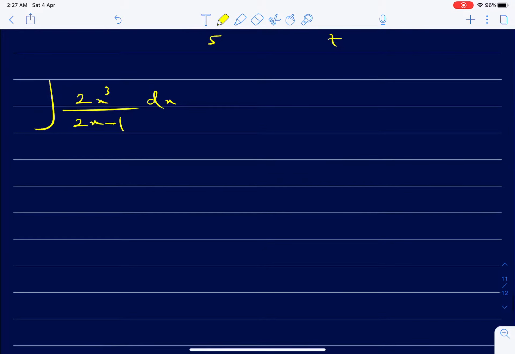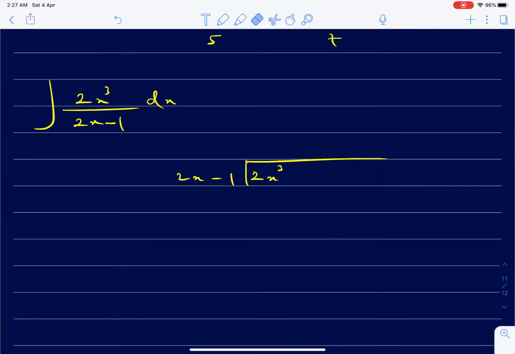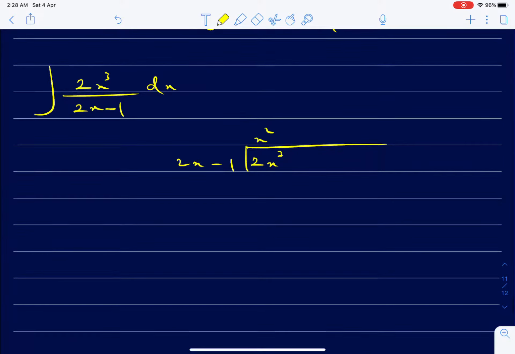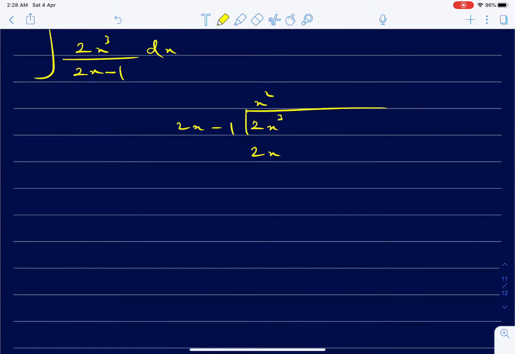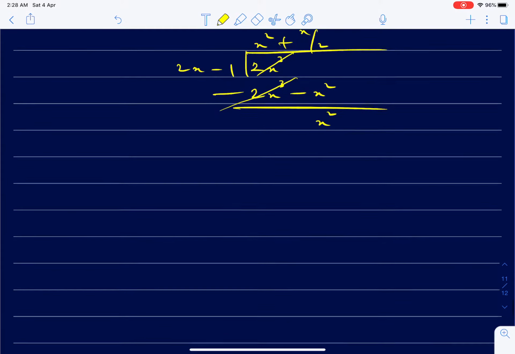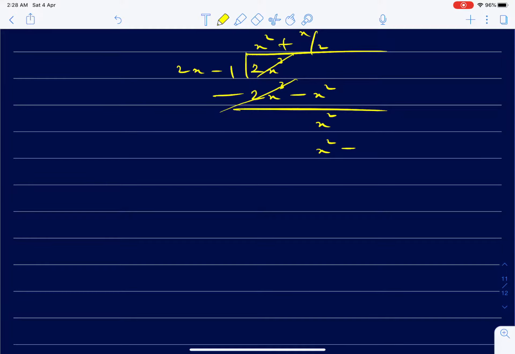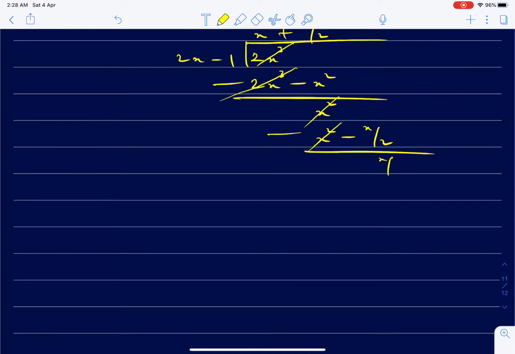Okay, we can see that this is an improper fraction. So the first thing to do is to divide the numerator by the denominator. That means 2x cubed divided by 2x minus 1. And then we go, this is simply x squared. When we multiply, we have 2x cubed minus x squared. We go again, 2x cubed minus 2x cubed is 0, and this is x squared. We have x squared divided by 2x is x over 2. When we multiply, we have x squared minus x over 2. We subtract again, x squared minus x squared is 0, and we are left with x over 2 down here.